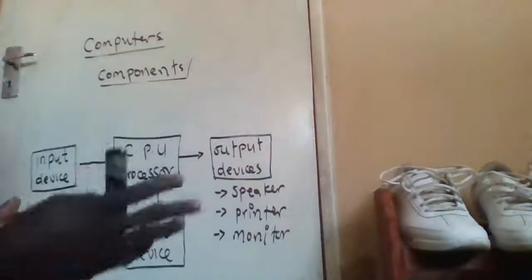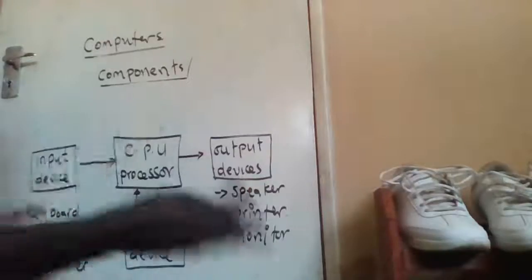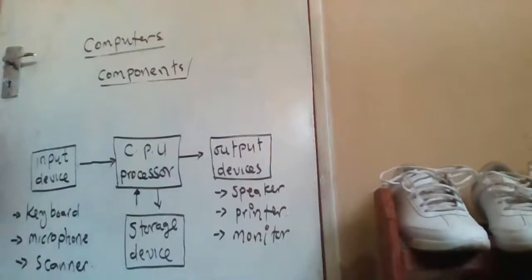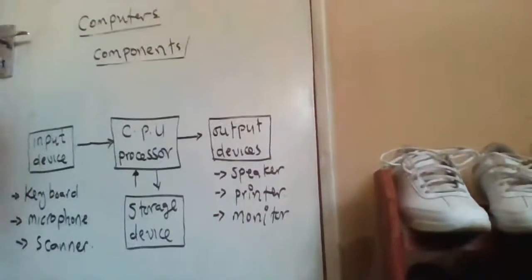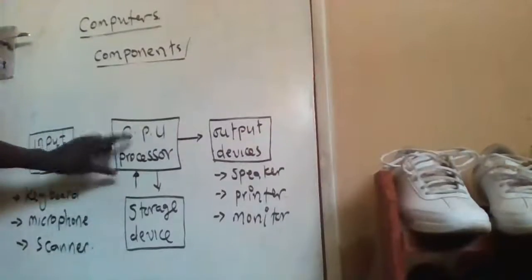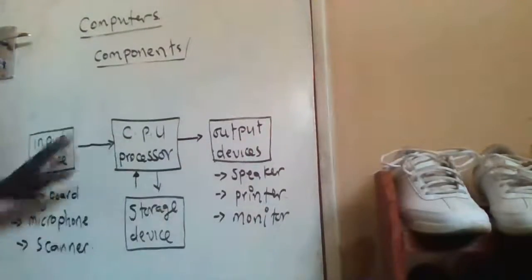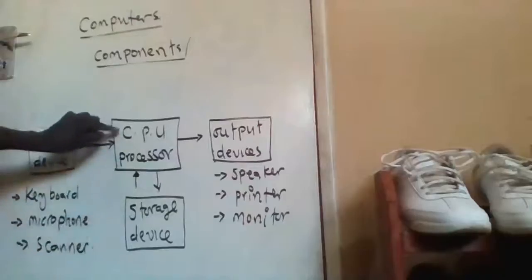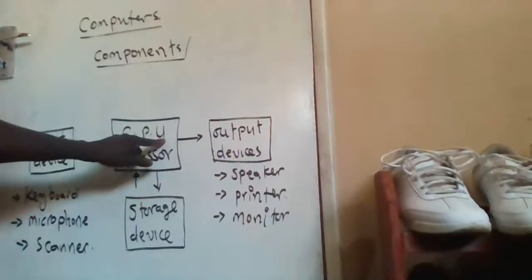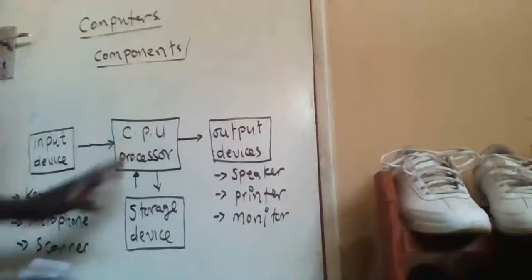Remember what I said about the brain. The brain coordinates every process that the body is able to undergo. So the CPU is a central point of it. It's able to coordinate all these processes. So we call it the central processing unit. It's able to coordinate.